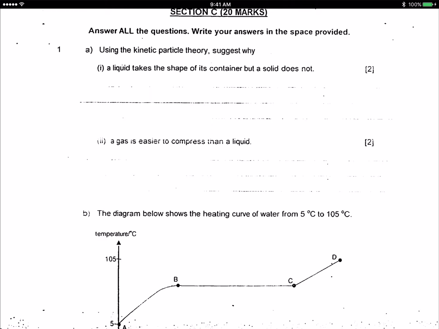Alright, so it's because they are sliding against one another and it does not have a definite shape. Okay, a gas is easier to compress than a liquid because there is a lot of space in between the particles.